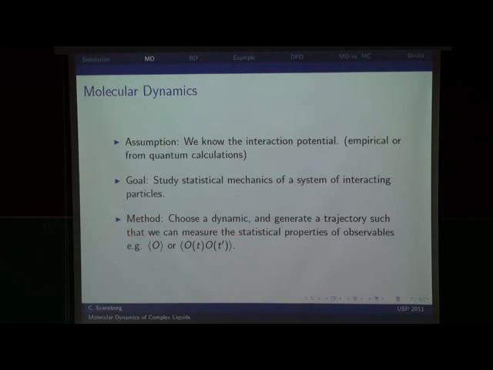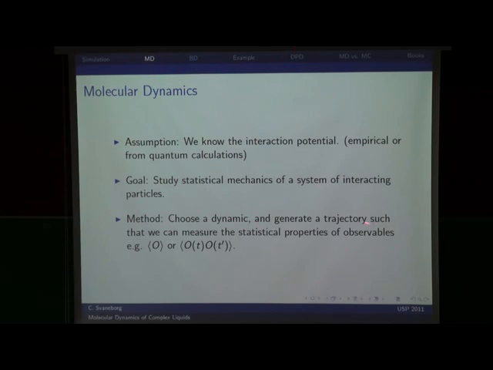Okay, if you want to do molecular dynamics, the basic assumption is we assume that we know how our particles are interacting. This will either be through some empirical interaction potential, or it could be something we obtain from quantum simulations. So we assume that we know the interaction potential. The goal is then to study the statistical mechanics of a system of particles interacting with this potential, and how do we do this? Well, we can choose some dynamic method, which would be molecular dynamics, Brownian dynamics, or DPD.